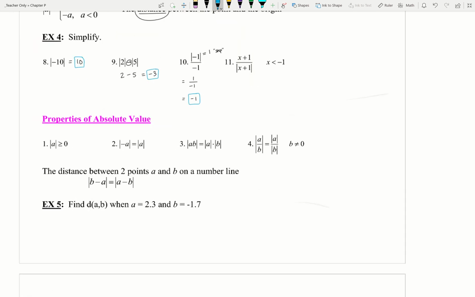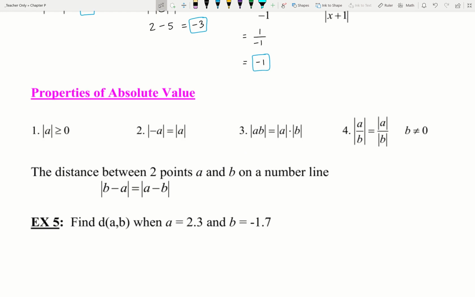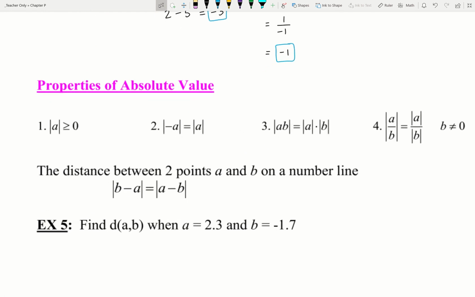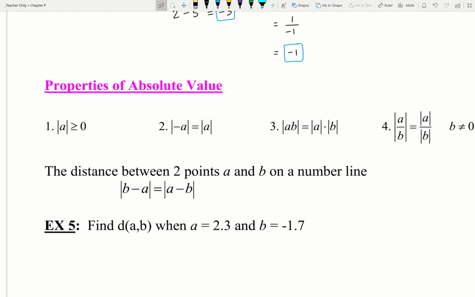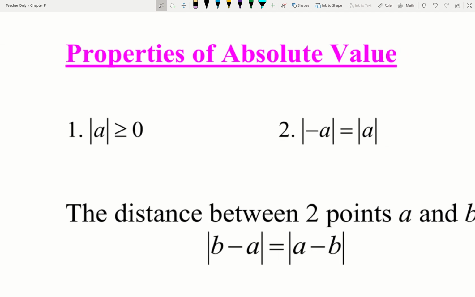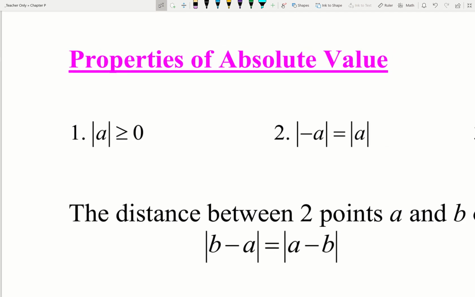Okay, so let me go ahead and see if OneNote will cooperate here with me. Here we go. Okay, so properties of absolute value, right? So if we're talking about distance, what are some natural consequences of what we're talking about here? Well, the first one says something really straightforward. Since absolute value is just distance away from 0, then that means the absolute value of any number you want to talk about is either going to be 0 steps away or it's going to be more than 0 steps away. That's what that first property talks about.